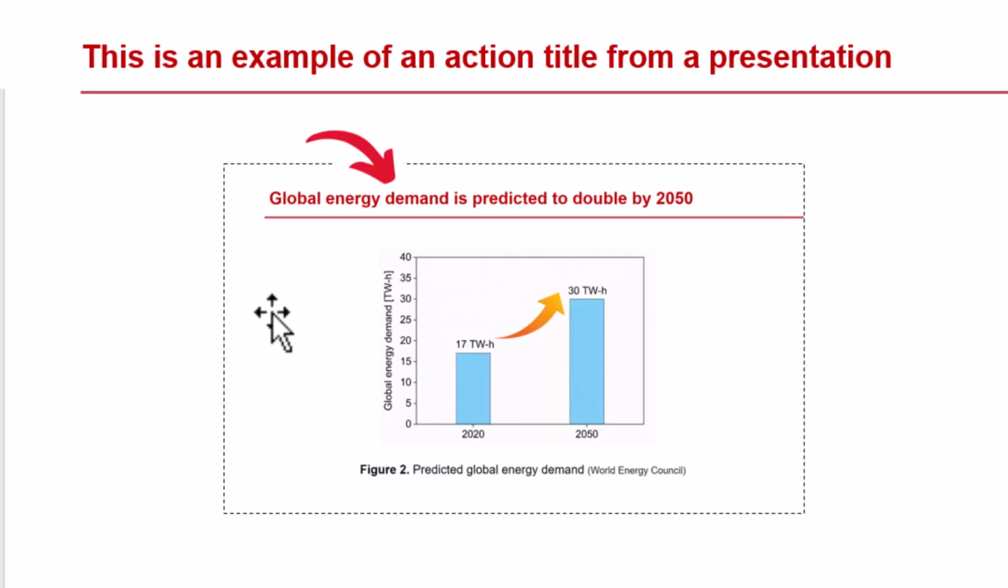This is an example of an action title which I used in one of my recent presentations. And the action title says, global energy demand is predicted to double by 2050. And so anyone who sees the slide, even without understanding what these figures and others mean, would get the key message I'm trying to communicate in that slide. And so that is the action title.